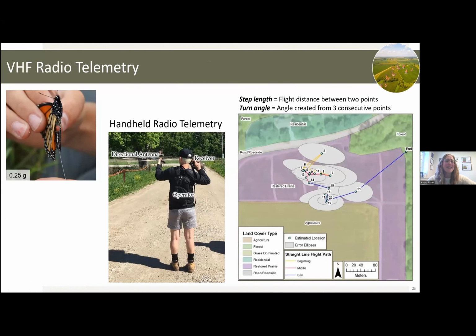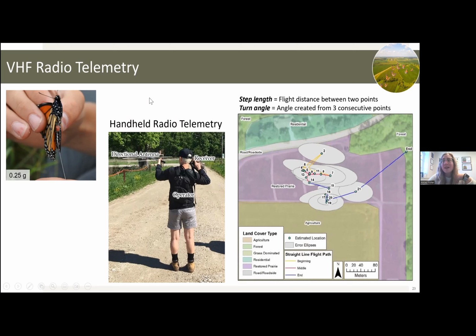So I decided to use very high frequency radio telemetry to try and figure out which parameters were the most representative of what butterflies are really doing. I have this little transmitter that emits a radio frequency that we attach to the underside of the monarch's abdomen, and we release butterflies, and then we're able to track them down again with an antenna, a receiver, and a very highly trained technician or operator that's able to find these butterflies again.